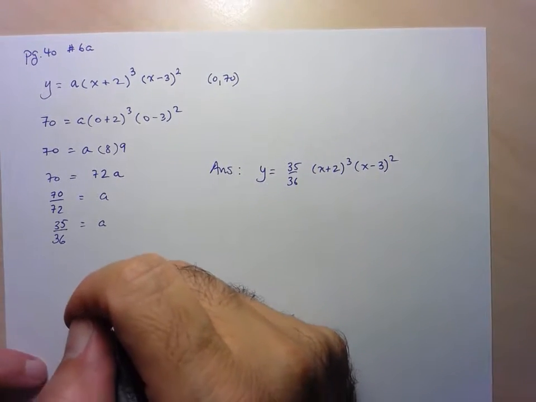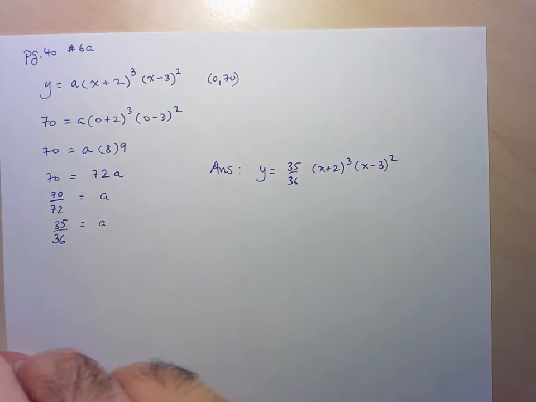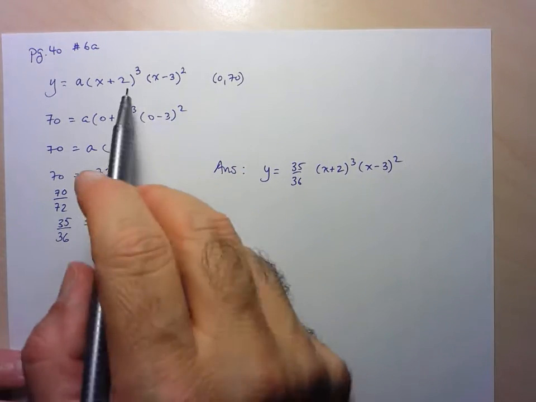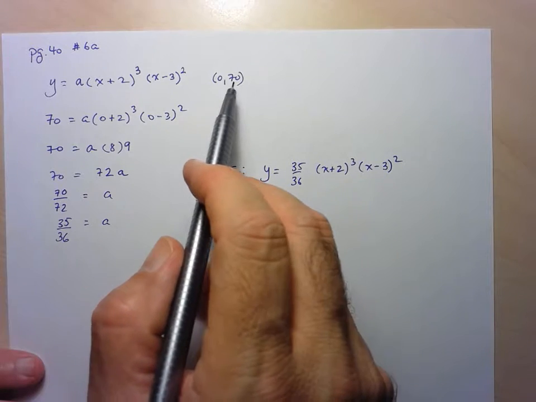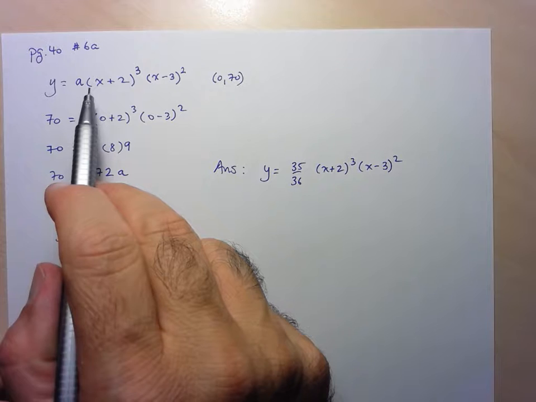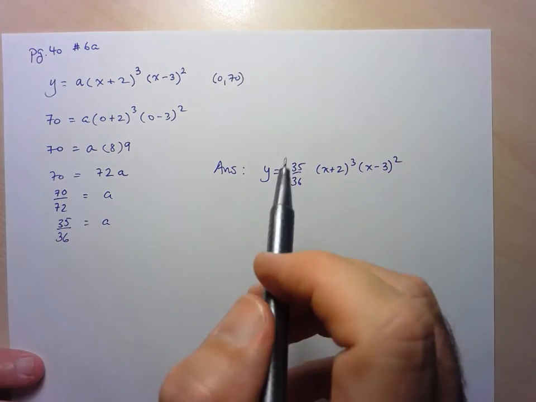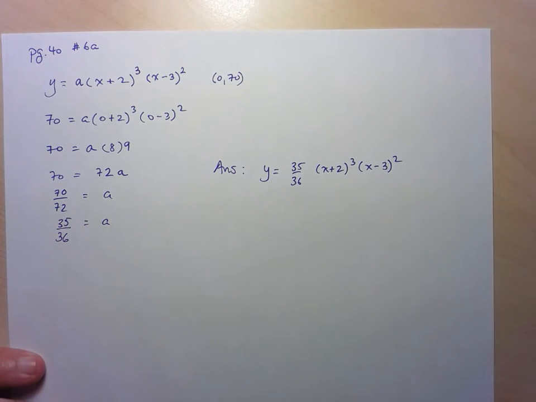So step 1 is determine the zeros and their orders based on the shape near the x-intercept. Determine another point on the graph. In this case here, it happened to be the y-intercept. Input this point into the function. Solve for the stretch factor. And make sure you're giving me your final answer at the end. Okay, that's it for this one.